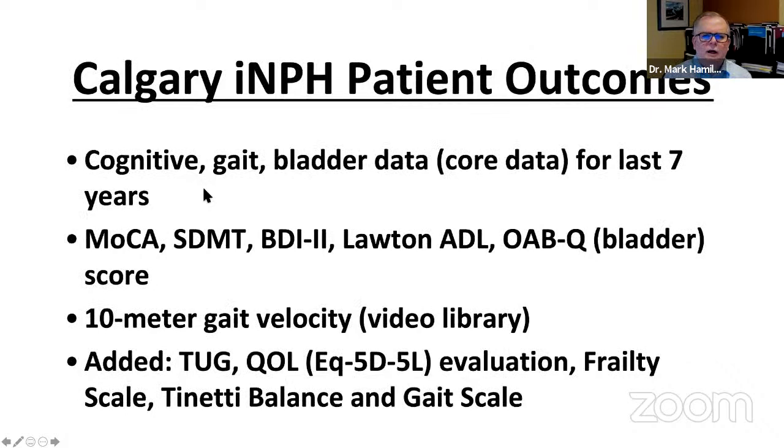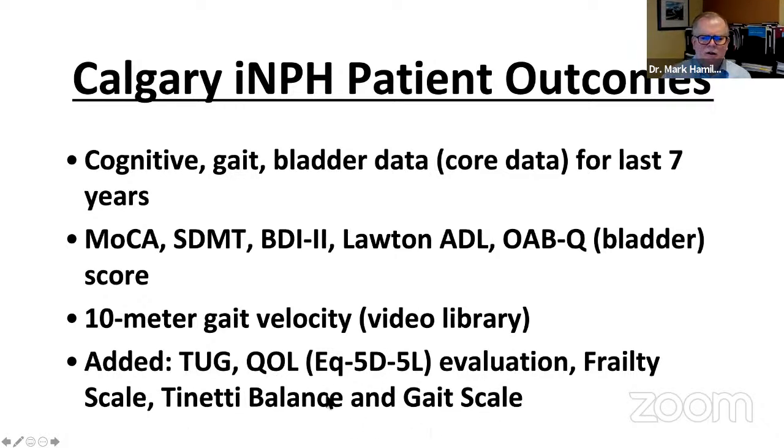For cognition, we have a core data set that includes cognitive, gait and bladder data. We use the Montreal Cognitive Assessment. The MMSE is not as sensitive for hydrocephalus. We add in a Symbol Digit Modalities Test. We look at depression because that can affect your cognitive assessment. We look at Lawton ADL, the bladder score. We have a video library of gait. We've added the Timed Up and Go. We're looking now at quality of life, frailty, and Tinetti for balance and gait.